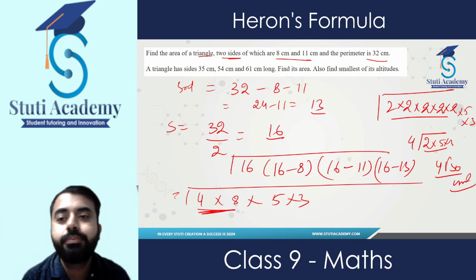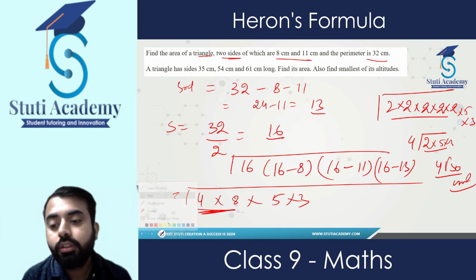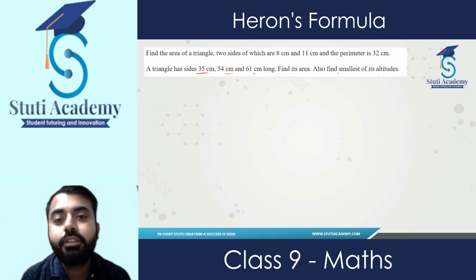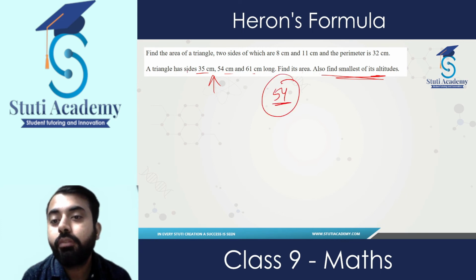Right? Easy. Now, the next one is simple. Sides are given to you. You have to find its area and you have to find its altitude. This is the previous question. For this, you remember 54 was my altitude, right? Now I have to consider this base and solve it. Do this on your own.